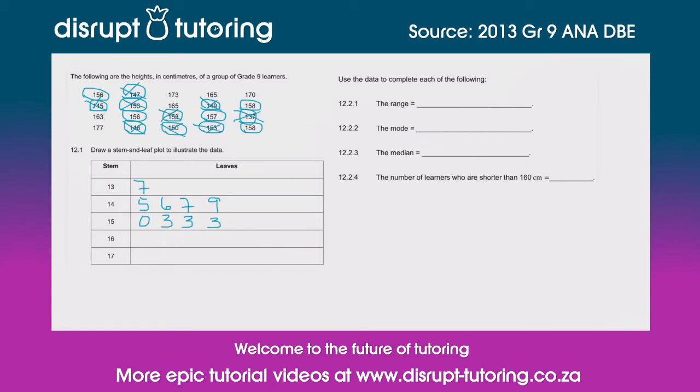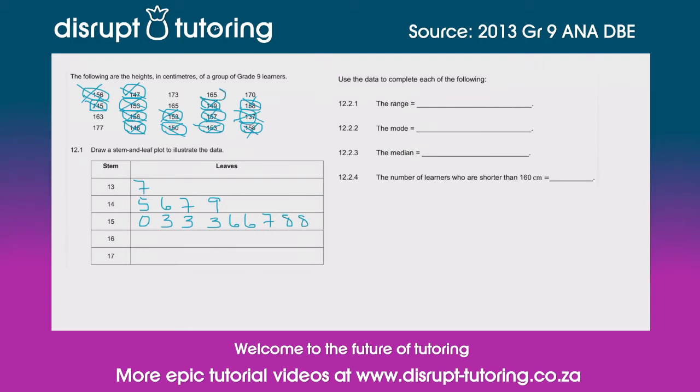Then are there any 154s? There aren't. There are no 155s. There are 2 6s, so I'm going to write my 2 6s there and cancel those. Then I've got 157. And then I've got 2 158s, which I'm going to cancel out. 8, 8. Brilliant.